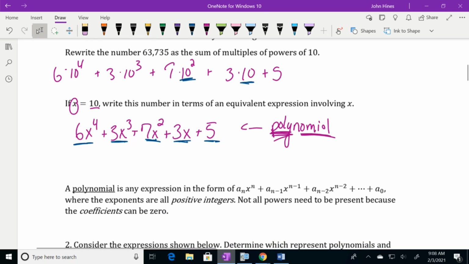So a polynomial is any expression in this form: a number times x to a power, plus a number times x to a power, plus a number times x to a power. Then sometimes you have your plain old x term, and then at the end you have that plain old number who doesn't have a variable. The exponents have to be positive integers. So no negatives in your exponent. No negative exponents are allowed.